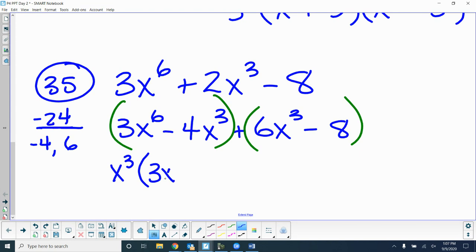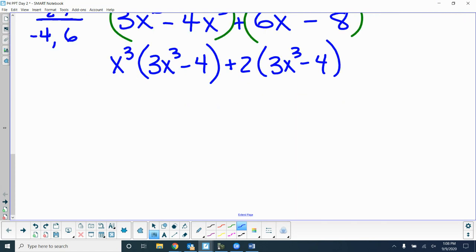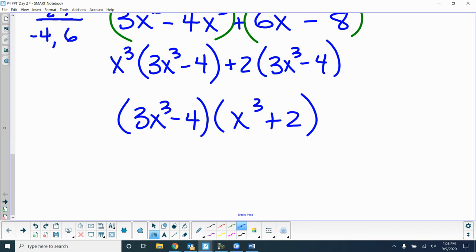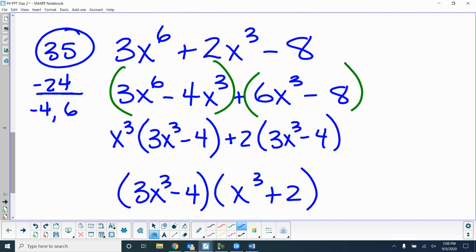And then I get 3x cubed minus 4. And here 2 would be the GCF, and I get 3x cubed minus 4. So those are the same. So my answer is 3x cubed minus 4 and x cubed plus 2. Okay? So don't let the x to the sixths in the front and x cubes in the middle mess with you. Okay? You can handle it.